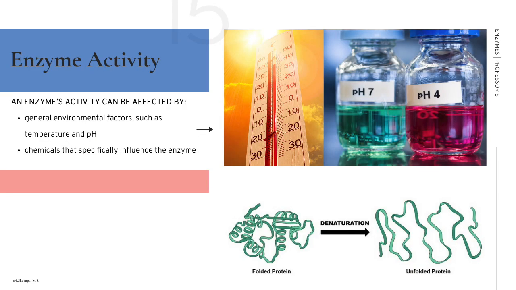Now, we can also change how efficiently the enzyme functions. An enzyme's activity can be affected by a few things. They can be affected by general environment factors such as temperature and pH, and also chemicals that specifically influence the enzyme. Recall from the lecture on macromolecules that the 3D structure of proteins are very sensitive to their environments and they prefer optimal conditions to function. When proteins are not in optimal conditions, they may unfold as seen here, and this process is called denaturation.